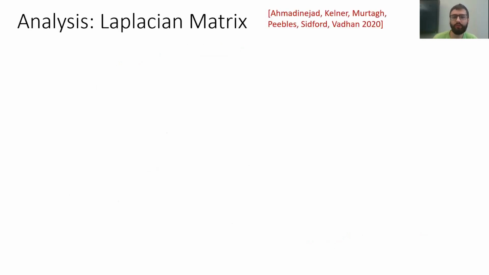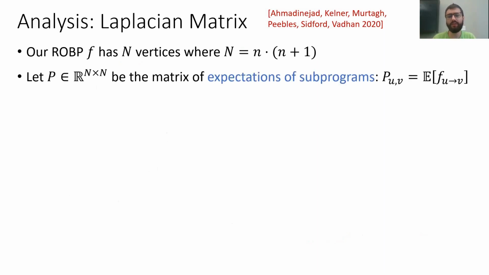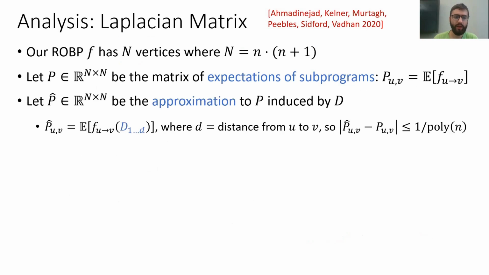So the proof of this claim uses this neat connection between derandomizing space-bounded computation and inverting Laplacian matrices, which was a connection that was identified by Ahmadinejad, Kelner, Murtagh, Peebles, Sidford, and Vadhan. So let me explain how it works. We've got our branching program F with capital N many vertices. Let P be the matrix of all the expectations of the subprograms of F. Then P hat is the approximation to P that you get using our moderate error pseudorandom distribution D. So one entry of P hat is the expectation of a subprogram under this moderate error pseudorandom distribution D.